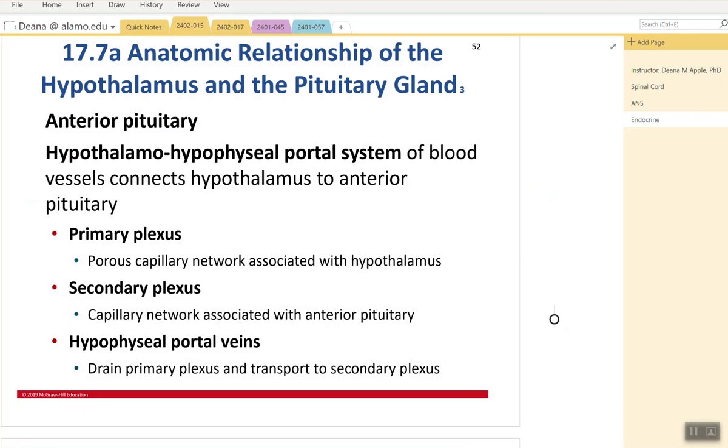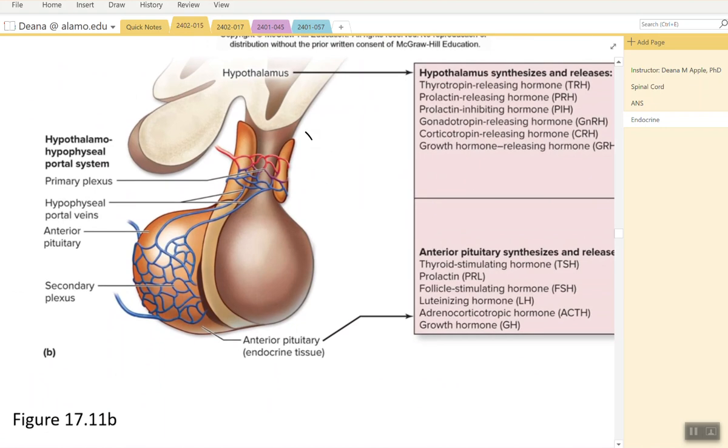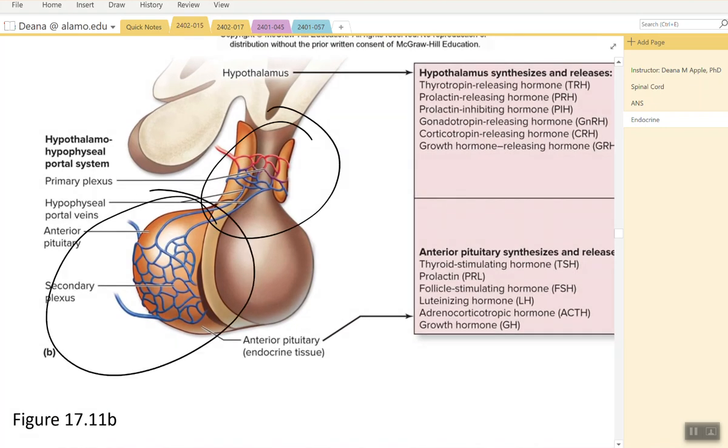So this is how we get those hormones from the pituitary into the rest of the body, via this portal system. Here it is. So primary up here, secondary down here, and here are the portal veins in the middle.